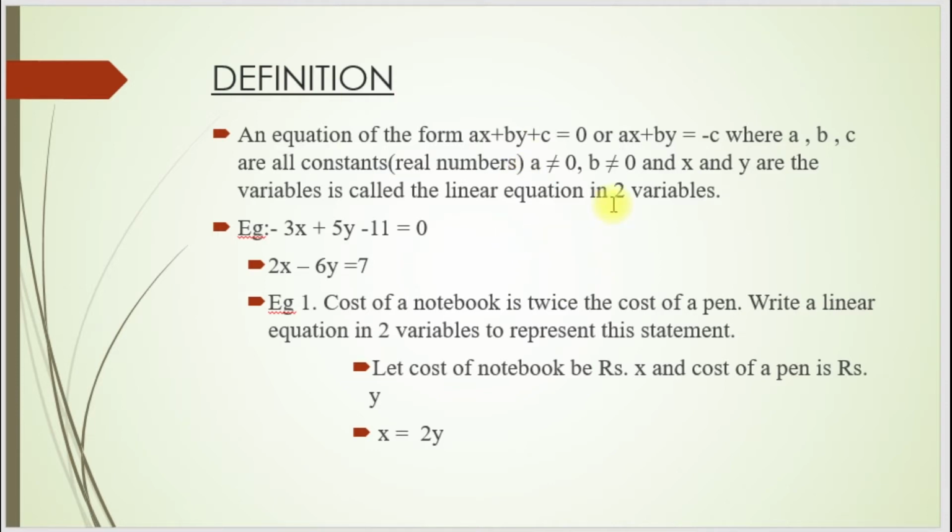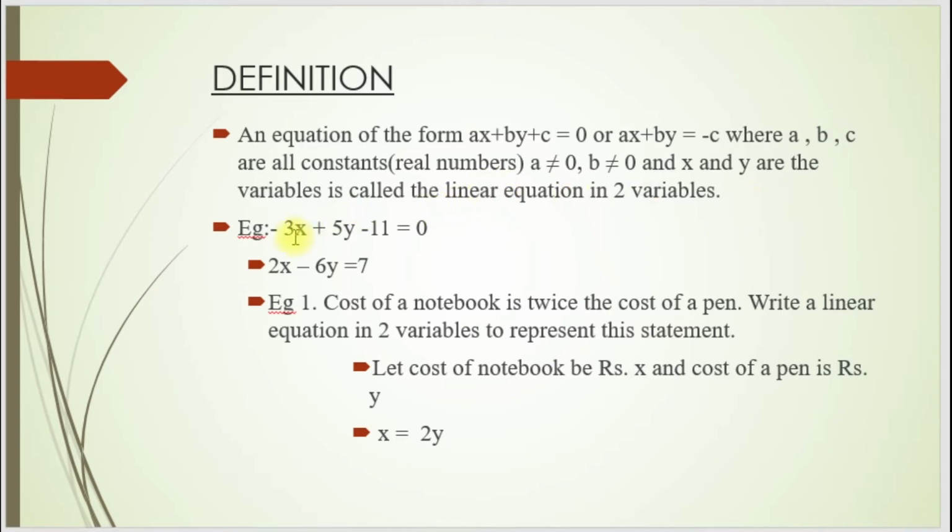An equation having degree 1 and is of the form ax plus by plus c is equal to 0, or else you can write it as ax plus by equal to minus c, where a, b, c are real numbers or constants, a not equal to 0, b not equal to 0, x and y are the variables, is called a linear equation in two variables.